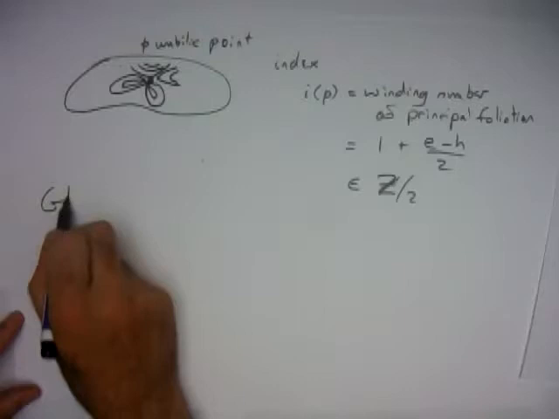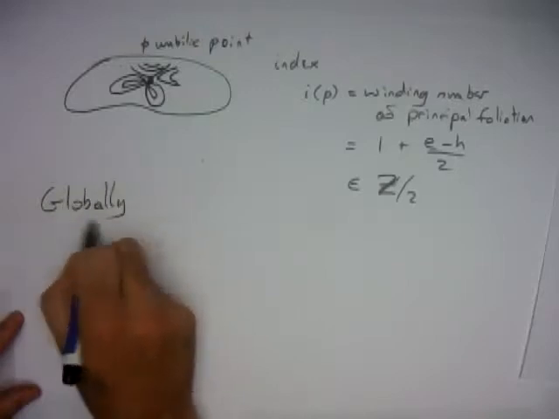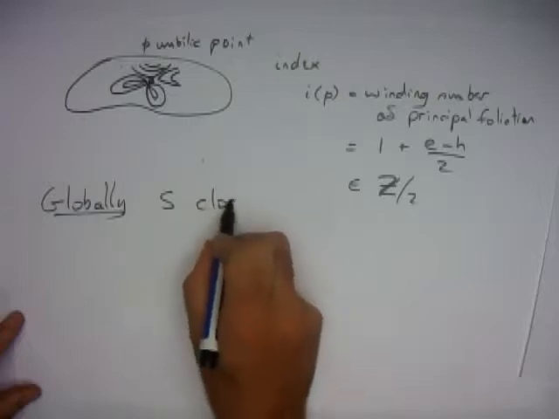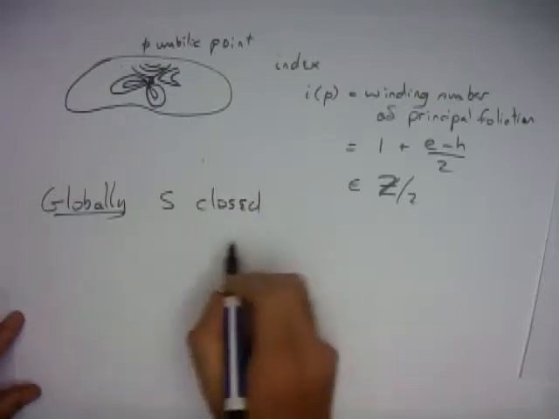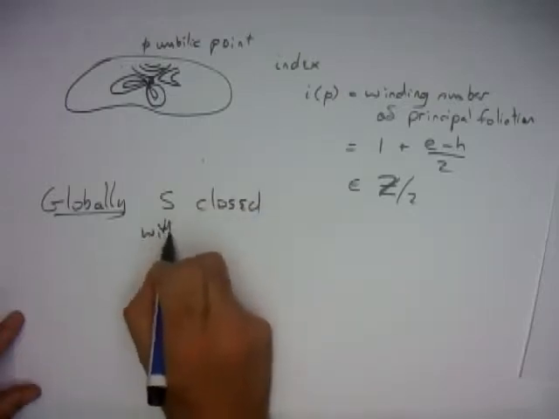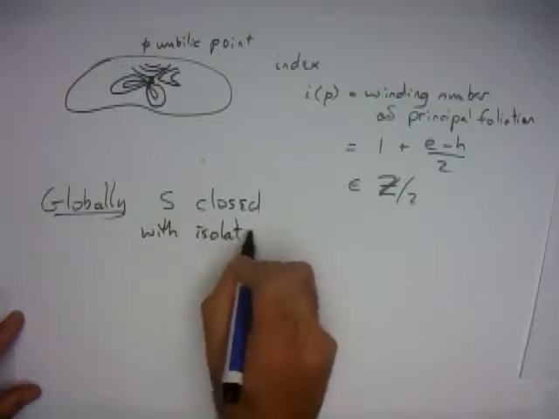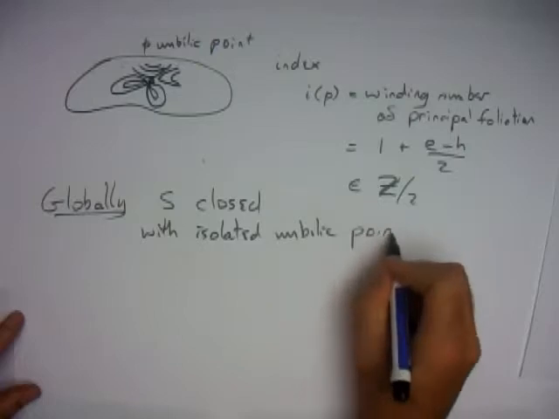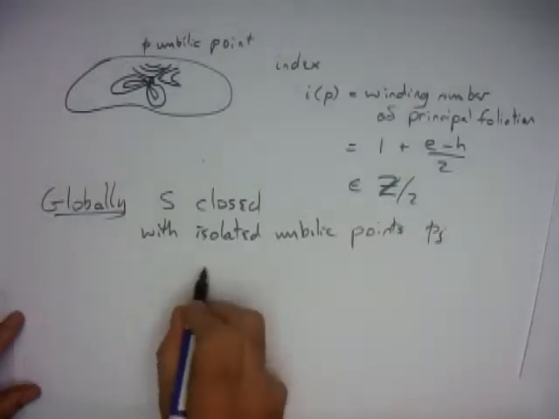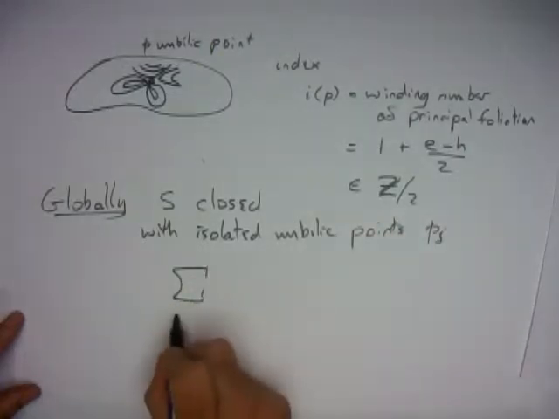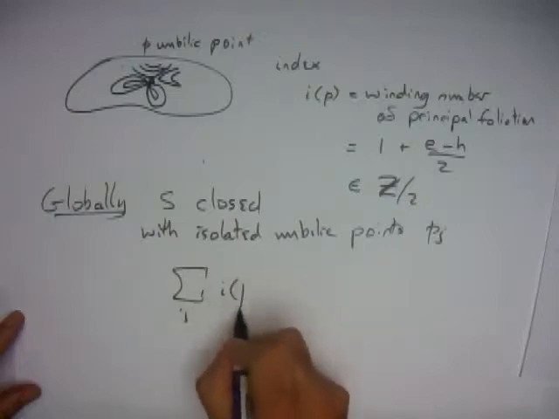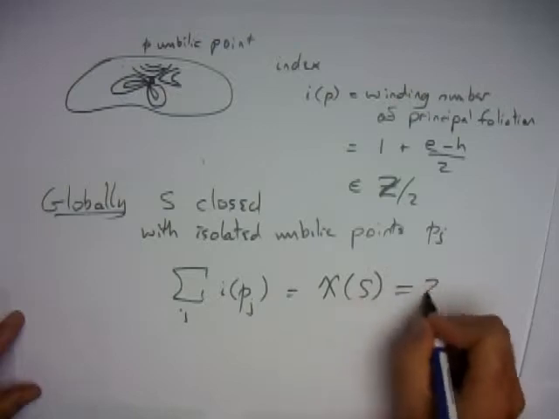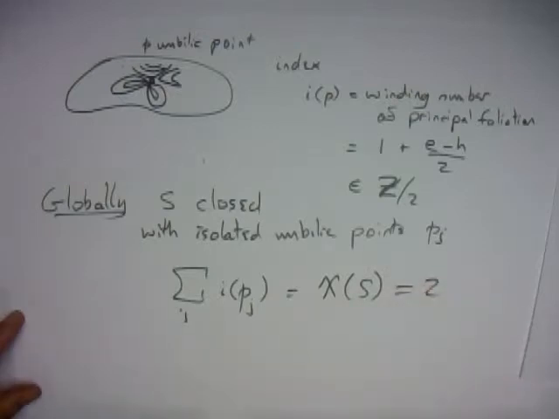One other thing is that if you look globally, suppose you have a closed convex surface, and you have isolated umbilic points everywhere, let's call them P_j. Well, then the sum over all of these umbilic points of these indices will be the Euler characteristic of your surface, which is 2. So they will in fact all add up to 2.